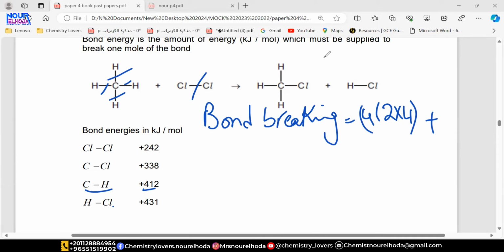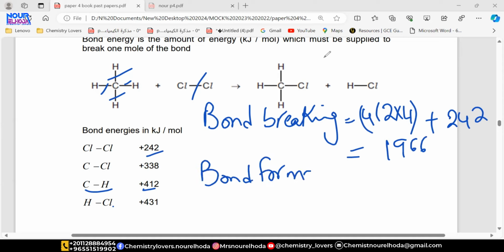136. Okay, CL no, this one first, 242, 220. Exactly, so what's the number? 1966. 1966. Okay, and then I'm going to do the bond formation.